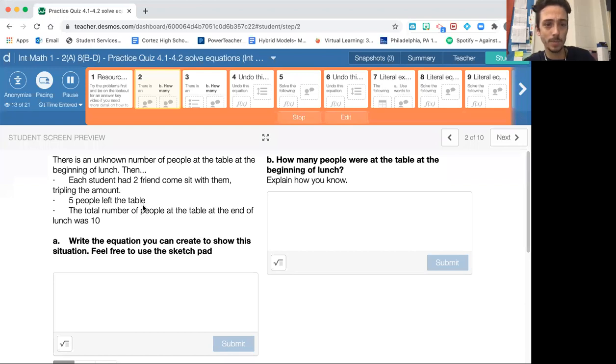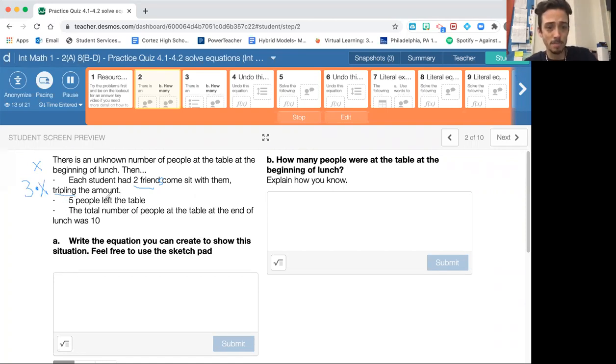There's an unknown number of people at the table at the beginning of lunch. Then each student had 2 friends, small typo, come sit with them, tripling the amount. So when I think triple, I think that there's probably going to be some number x and then 3 versions of it, because I'm tripling the total number of students that are there.